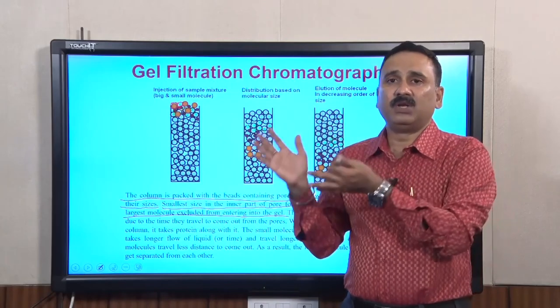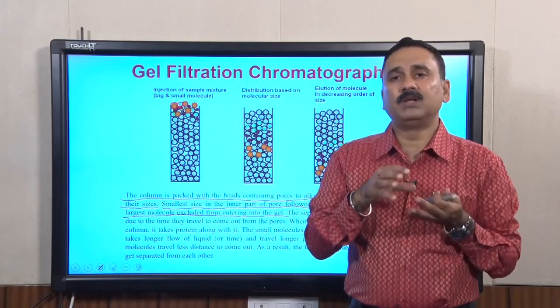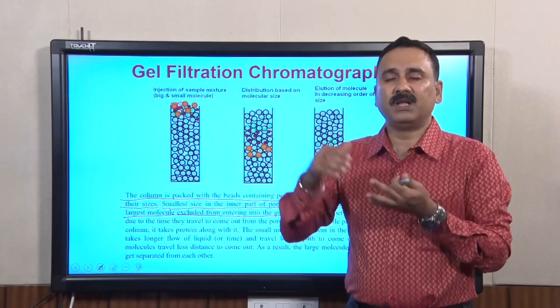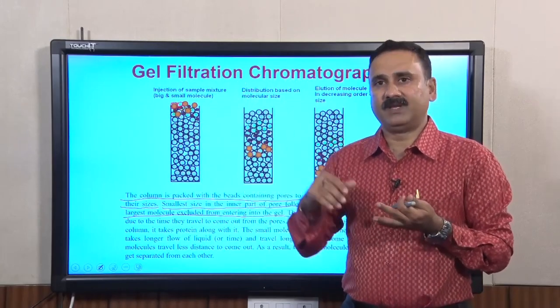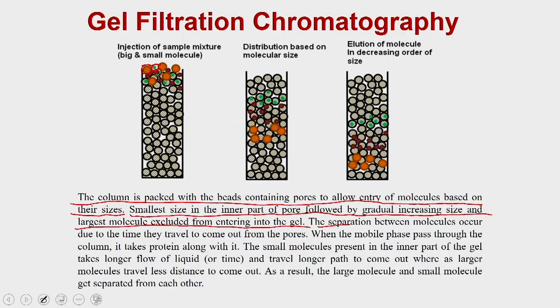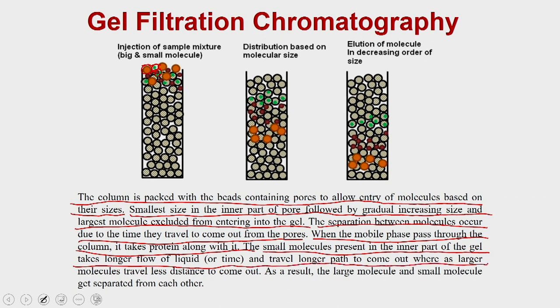And the largest molecule, which will not enter into the pore, is going to be excluded from these pores, and that will remain in the buffer phase. The separation between the molecules occurs due to the time they take to come out from the pore. When the mobile phase passes through the column, the protein along with the smaller molecules present in the inner part of the gel takes longer time and travels a longer path to come out, whereas the larger molecules travel less distance to come out. As a result, large molecules and small molecules get separated from each other.